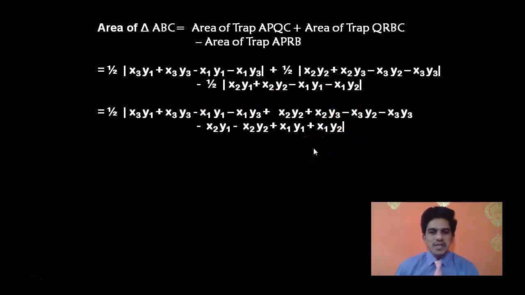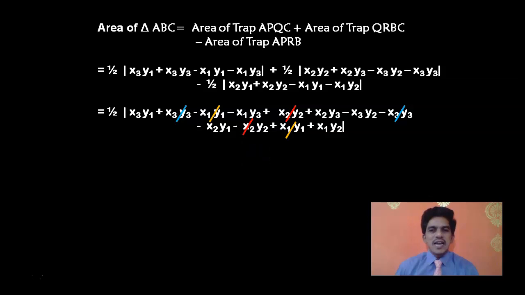If you observe carefully, there are three pairs of terms which get cancelled here, because one is positive and the other is negative. This is x3 y3 and this is minus x3 y3, they will be 0. Then this is minus x1 y1 and this is plus x1 y1, they too will be cancelled and you will have 0. And there are two more terms which will be cancelled, plus x2 y2 and minus x2 y2. So here we have cancelled 6 terms out of the 12 terms.